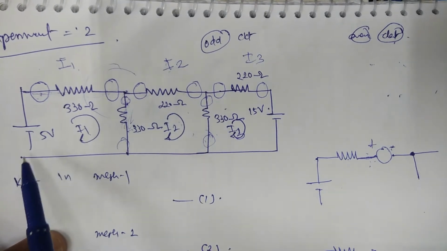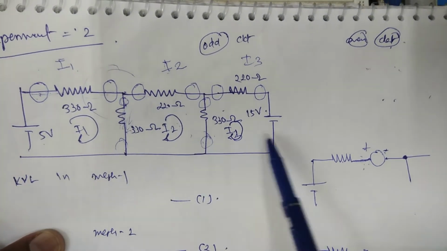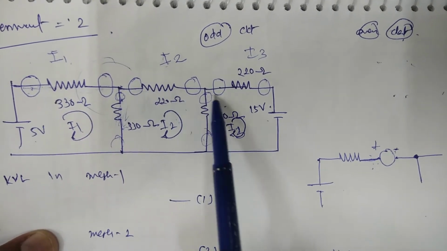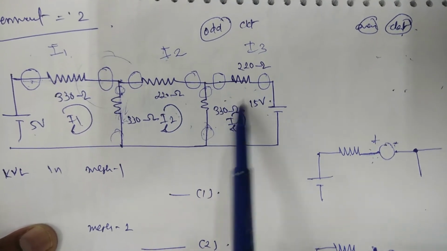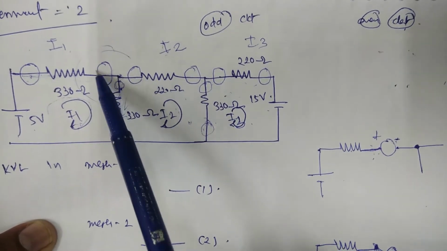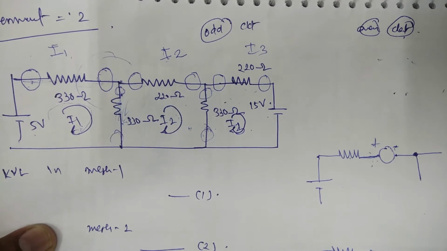As we have explained earlier, we will have a 5 volt source, a 15 volt source, and these resistors, which is the connection I have already told you. And we need to find out the mesh currents. So for mesh number 1, 2 and 3, we want to find out the currents I1, I2 and I3 with this circuit.